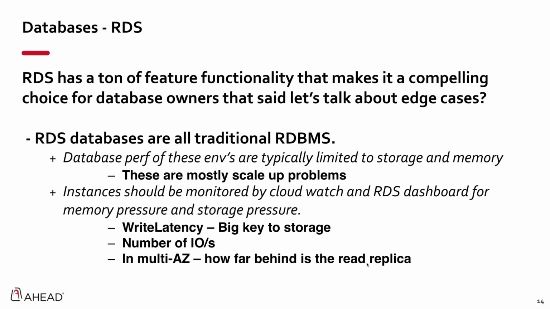I think performance-wise, the first things that I would look for are my disk and my memory within the instance. That's write latency from a storage perspective, and the number of IOs might just get hammered. And if you're running multiple availability zone RDS, a good thing to understand would be how far behind the read replica is from the master, because that could signify some challenges with that host or with that setup as well. And if that's the case, maybe you need to scale up.